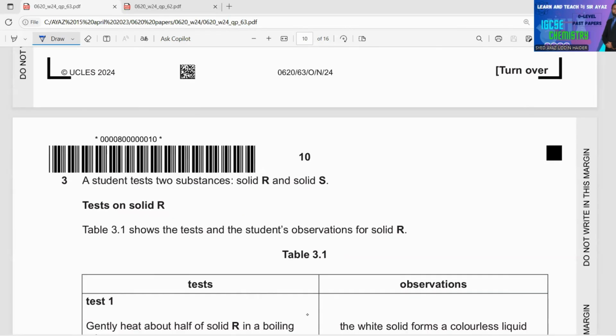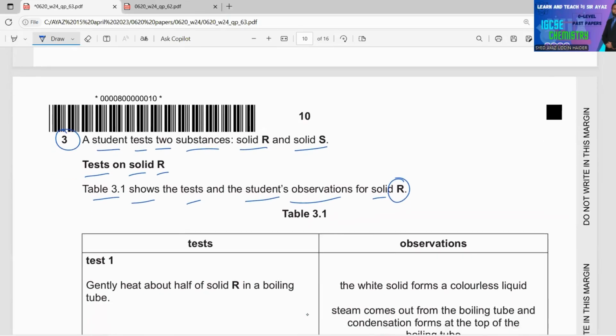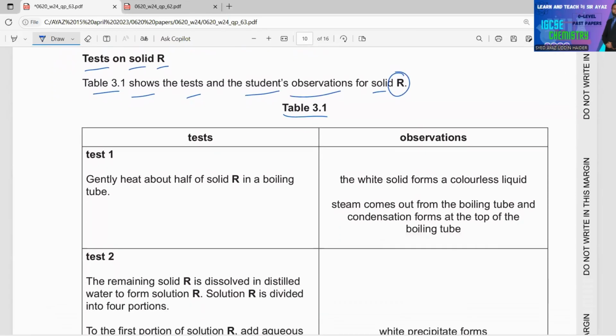Question number 3. A student tests two substances, solid R and solid S. Test on solid R. Table 3.1 shows the test and the student's observations for solid R. So here's table 3.1. Test 1. The student gently heats about half of solid R in a boiling tube. In the observation, white solid forms a colorless liquid. Steam comes out from the boiling tube and condensation forms at the top of the boiling tube.